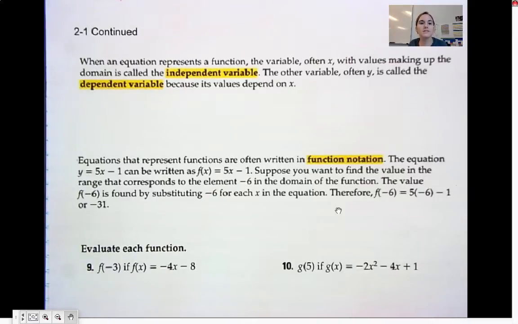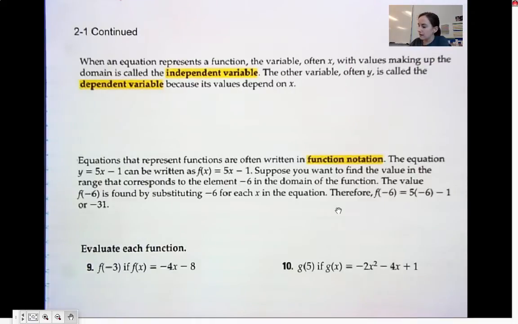So the y kind of sits around and it's like, okay, whenever you choose something, plug it in and tell me what I'm going to be. So it depends on what you choose for x. The value for the y only happens when you choose an x.